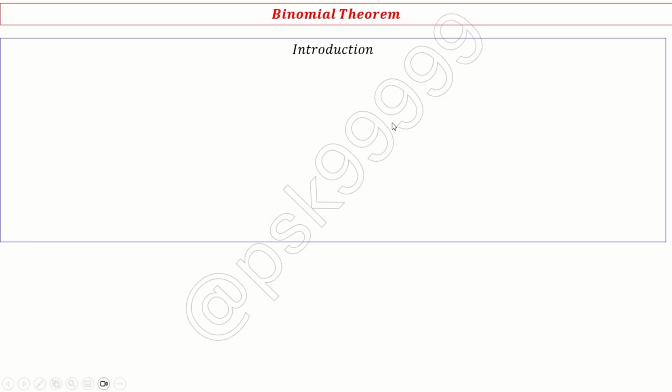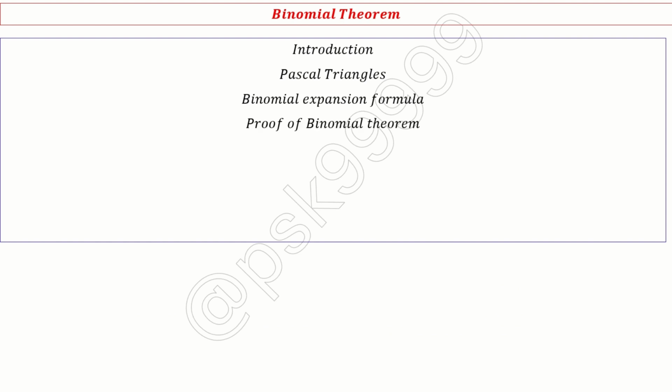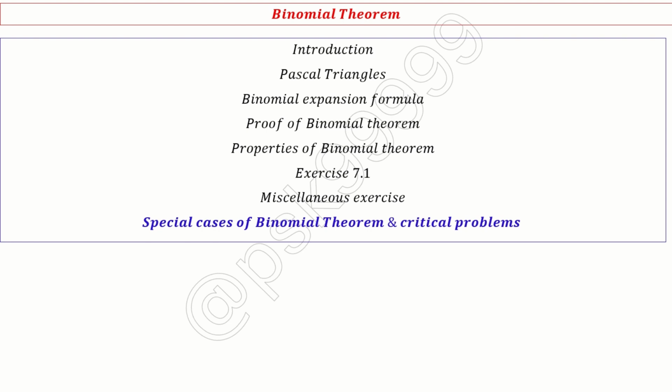What we are going to learn here: introduction, Pascal triangles, binomial expansion formula, then proof of binomial theorem, properties of binomial theorem, then exercise, miscellaneous exercise. This is a very small chapter, just like any other class 11 math chapter. Theory is very small, but you can find a number of examples of problems here, and a variety of twisted problems. We'll also learn some special cases of binomial theorem and one or two critical problems. So let's get into the binomial theorem.